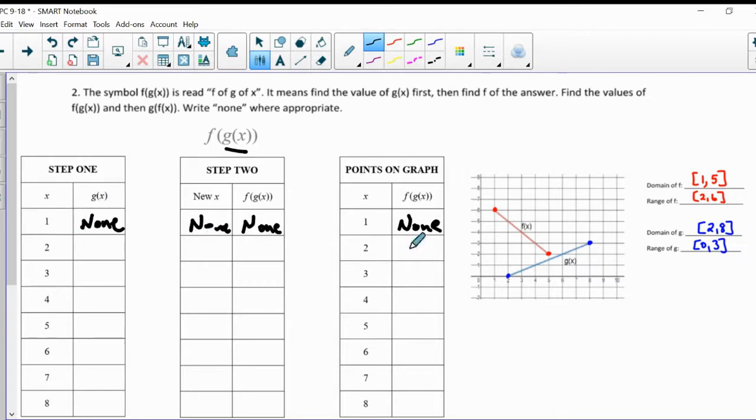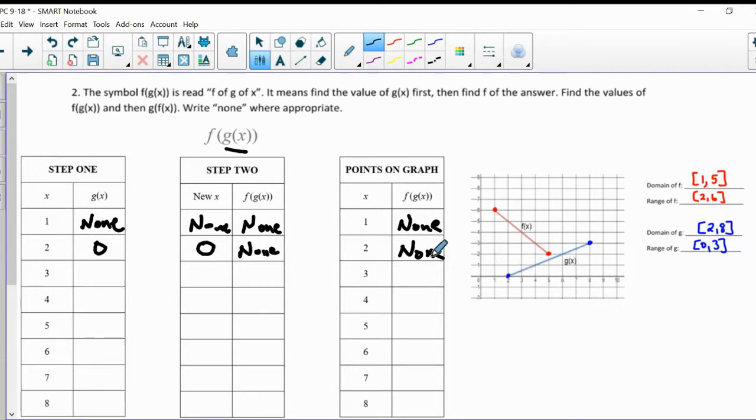Now let's try 2. If I plug 2 in, I get 0 for g. That's this point right here. Then that's going to be the new x that I put into f of g. So 0 is my new x, and there's no value of f. If it was a full function that had negative infinity to infinity as its domain, then that would have something. But I have nothing that makes that work. So once again, there is no point on f of g of x for x equals 2.